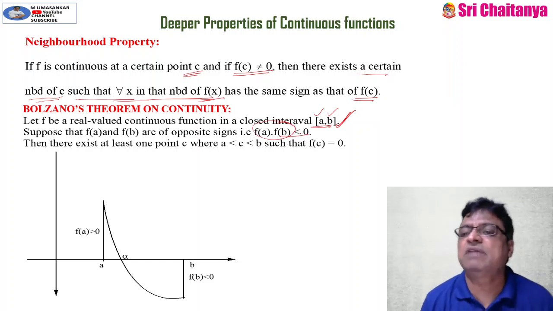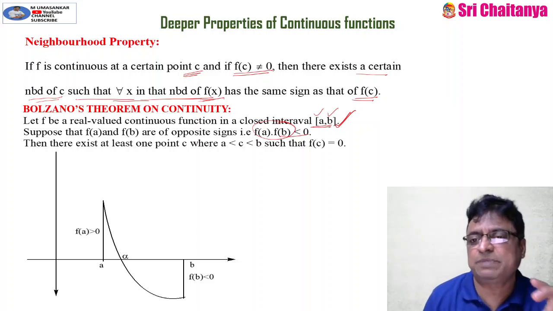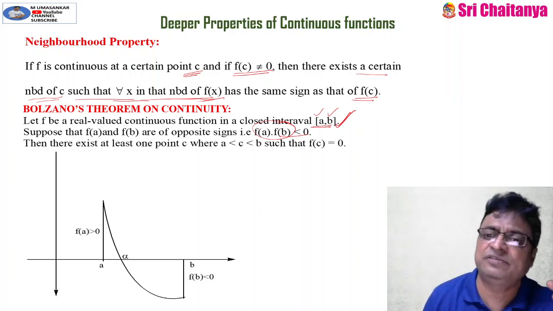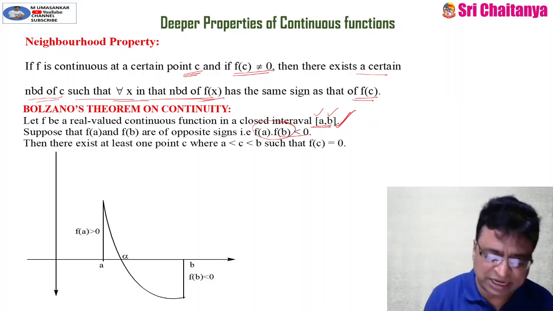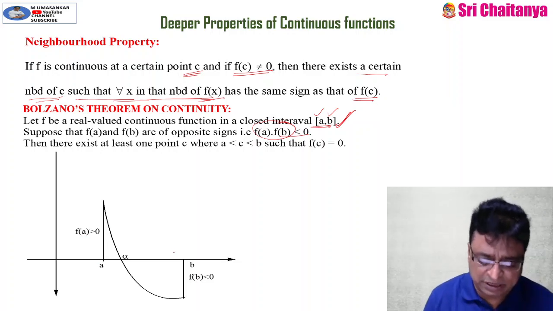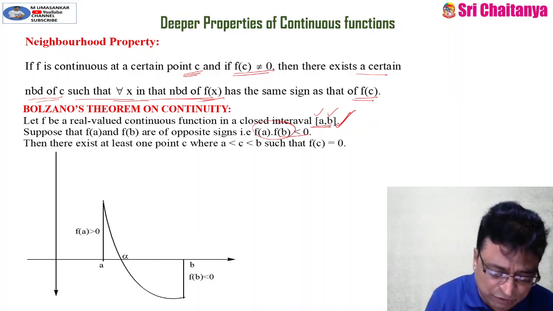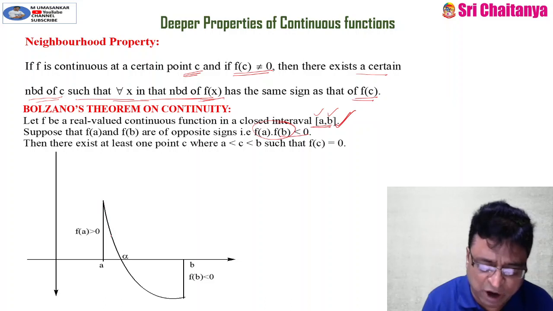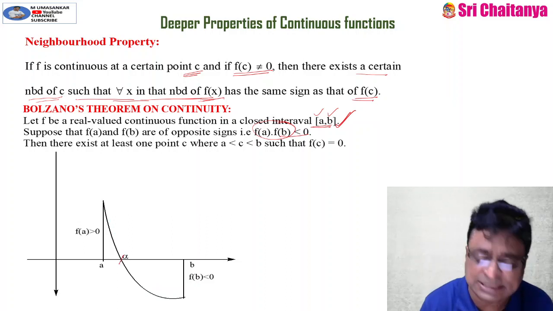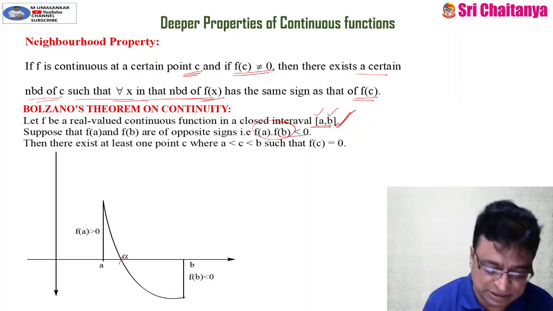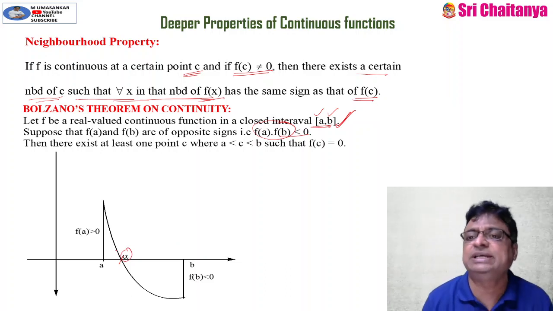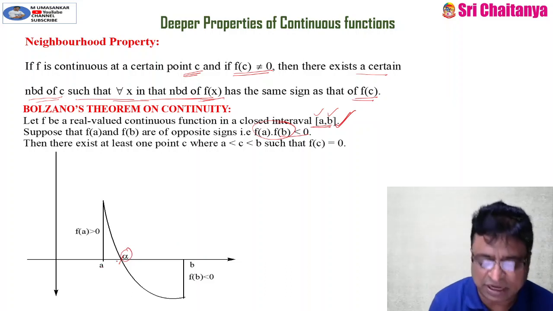So when is the product of the functional values negative? One is positive, one is negative. That means either f of a is positive and f of b is negative, or f of a is negative and f of b is positive. Imagine a curve as shown in the figure. Then any continuous curve having this property, if you plot that curve, what will happen? It crosses the x-axis in between a and b only. That point is, say, some point c, where c always lies between a and b.